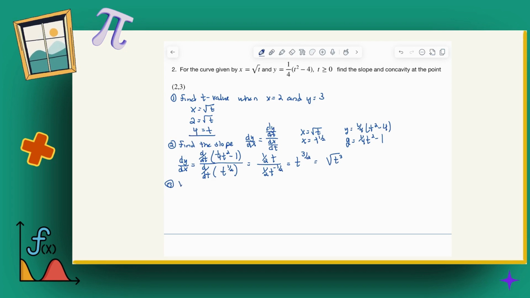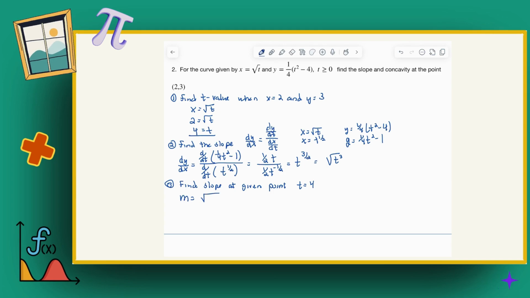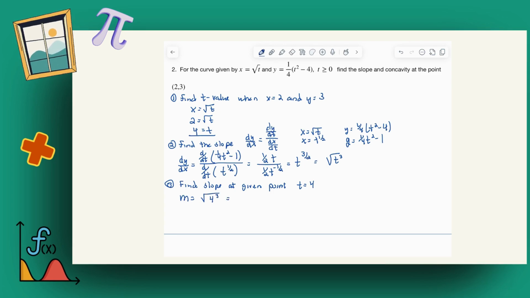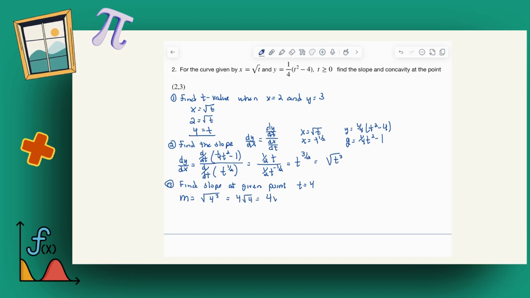Our next step is to find the slope at the given point. And the given point, remember, is when x is 2 and y is 3, or when t is equal to 4, because we figured that out in step 1. So we want to find our slope by replacing t with 4, so that'd be the square root of t cubed, which simplifies to 4 times the square root of 4, or 4 times 2, which is equal to 8.